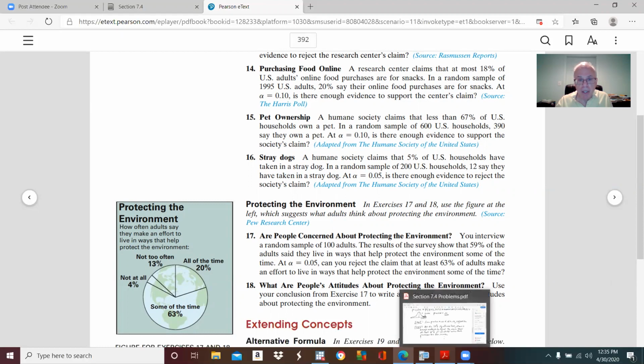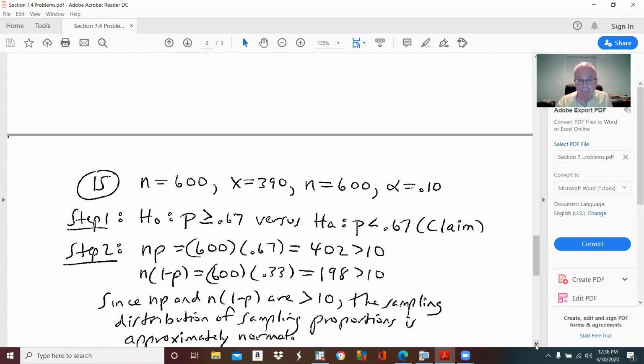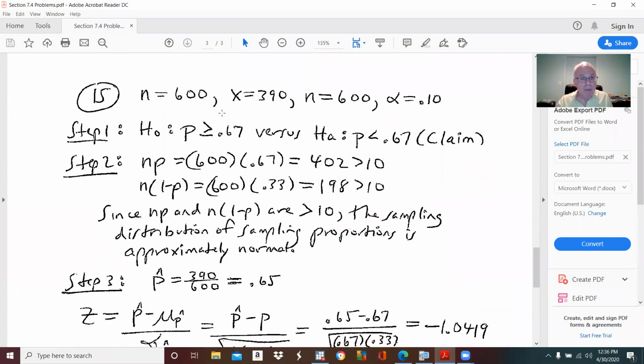So let's look at the solution. All right, in the solution, sample size 600. The number of successes X is 390. The number of people in the survey is 600. Alpha is 0.10. Step 1, here's our null and alternative hypothesis. They stated in the problem that the claim says less than, so p is less than 0.67, which means that the null hypothesis is the complement of that, which is greater than or equal to 0.67.